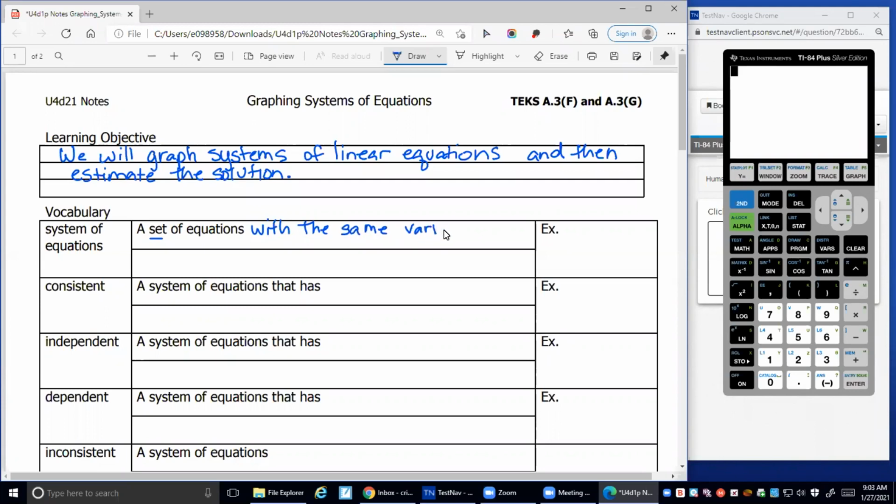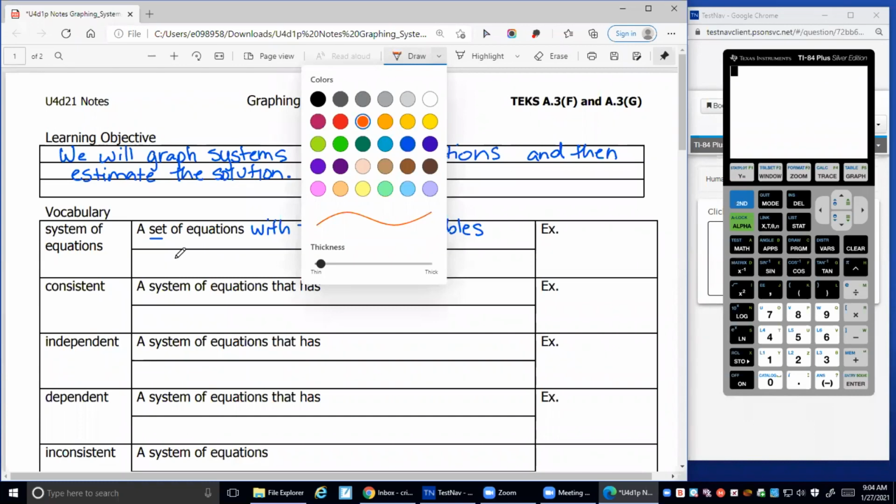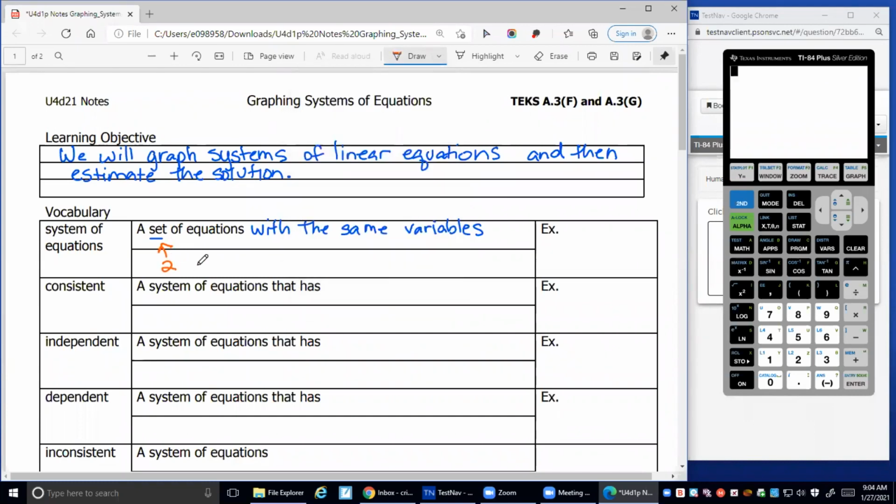Okay, so if you're dealing with x and y, you should have all x and y's, okay? And of course, we know that a set has two or more. Okay, so we're going to get into multiple equations. Maybe something that looks like this: y equals 3x plus 2 and 5x plus y equals 10.